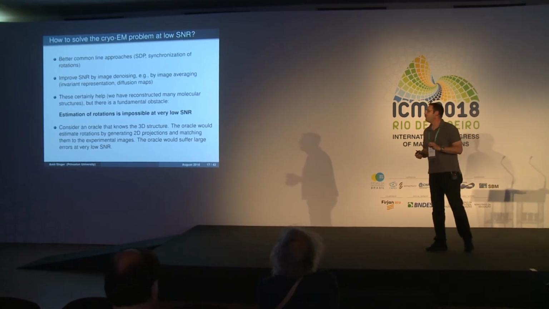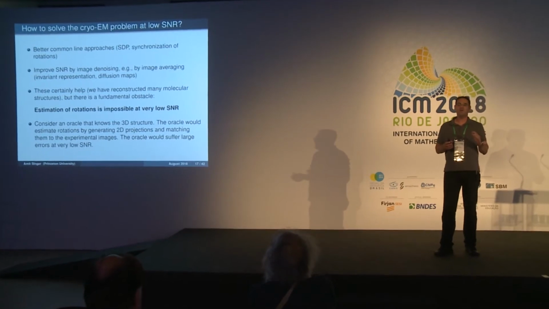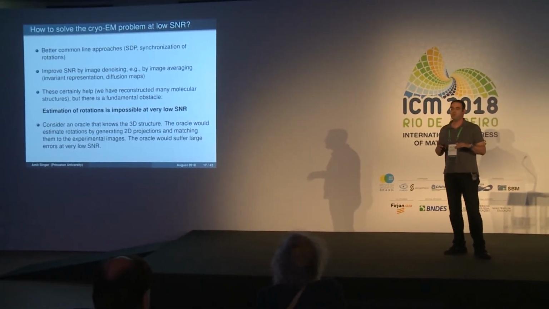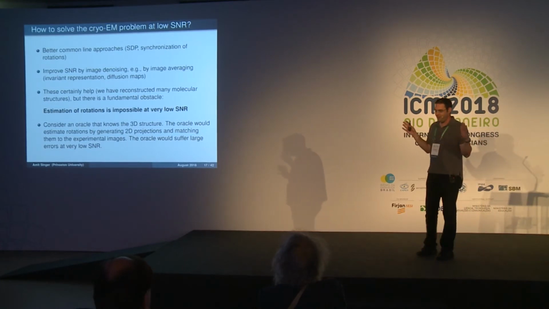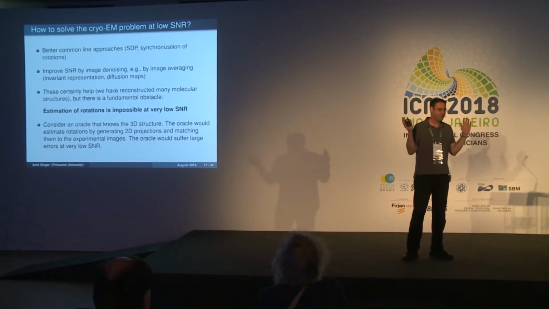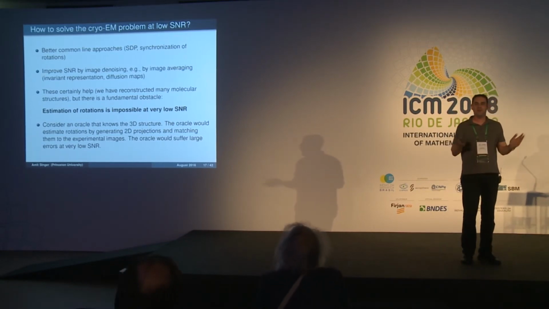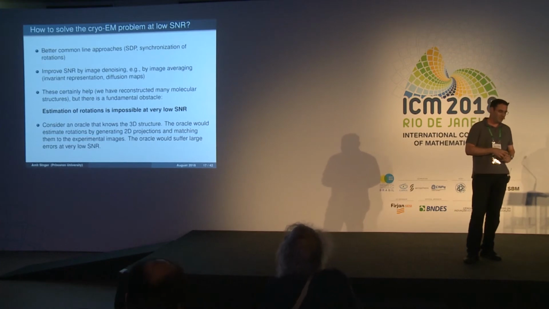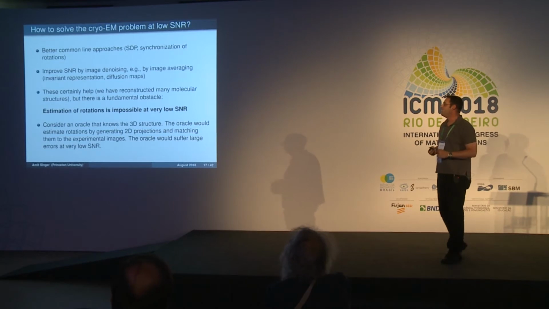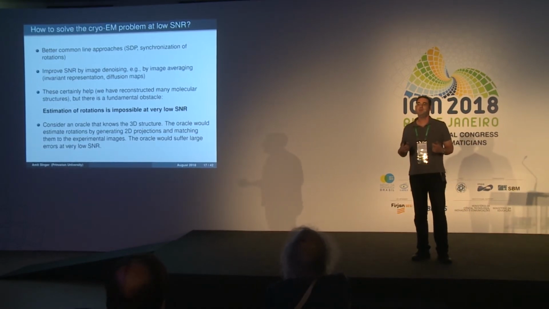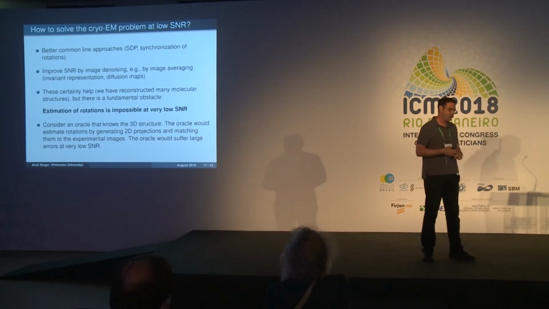But I want to make the point now that estimation of rotations, no matter how sophisticated you are about the algorithms, is actually impossible at very low SNR. So there is an SNR below which any algorithm, no matter how sophisticated, and even if you have exponential time at your disposal, is not going to work. And to convince you that this is the case, just consider an oracle that knows the 3D structure. And I'll try to convince you that even that oracle cannot estimate rotations.